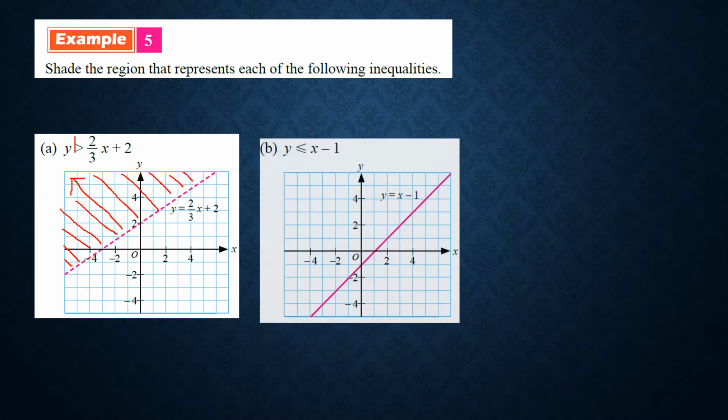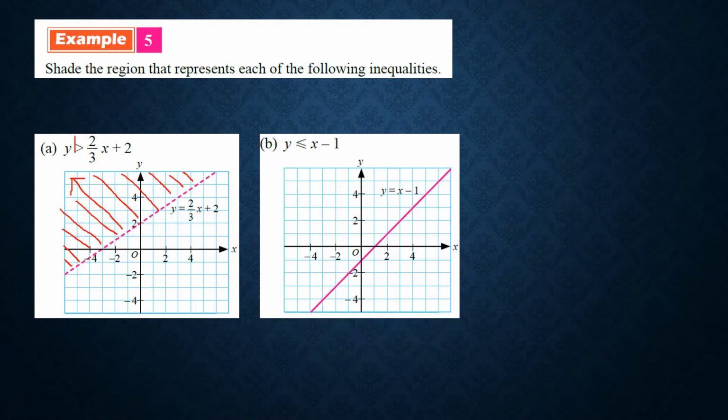Next we look at part B. We put a line, we can look here the letter K, y less than or equal to x minus 1. If greater, we shade the upper part, less we shade the down part here, the lower part. The line is already drawn, y equals x minus 1. What you must do is just shade the region.